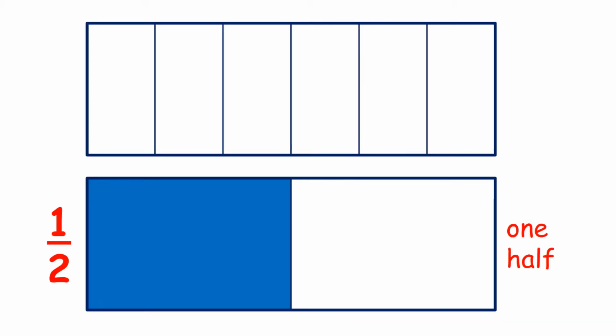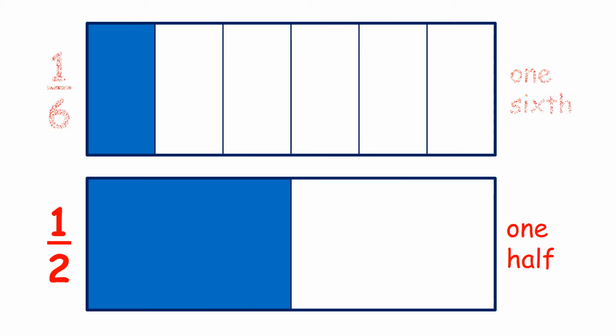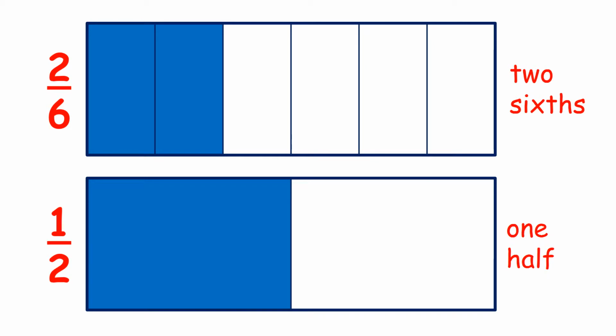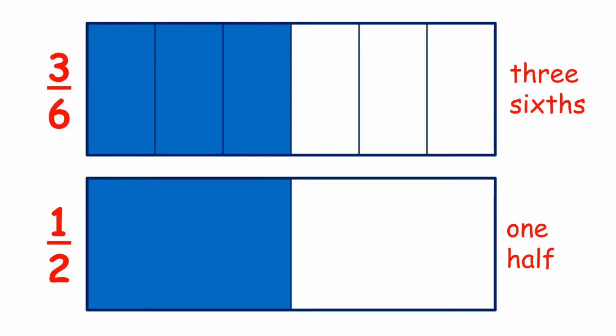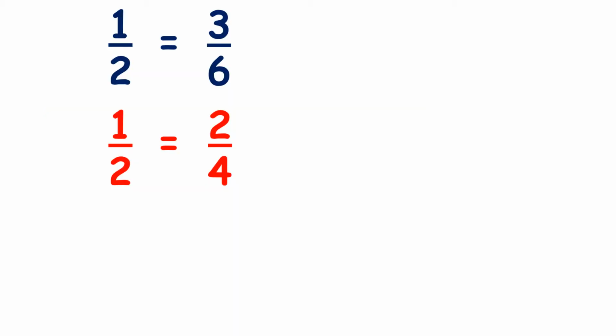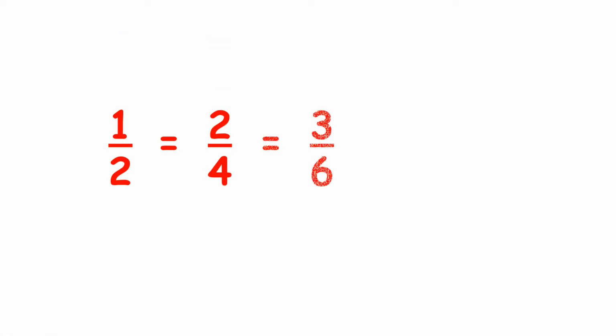Now again, we want to find fractions equivalent to a half, and this time we have sixths. So let's count 1/6, 2/6, 3/6, and we can see that 3/6 is equal to a half. So we already know that 1 half equals 2 quarters, and now we know that 1 half equals 3/6. So let's write 1 half equals 2 quarters equals 3/6, because all of these have the same value.